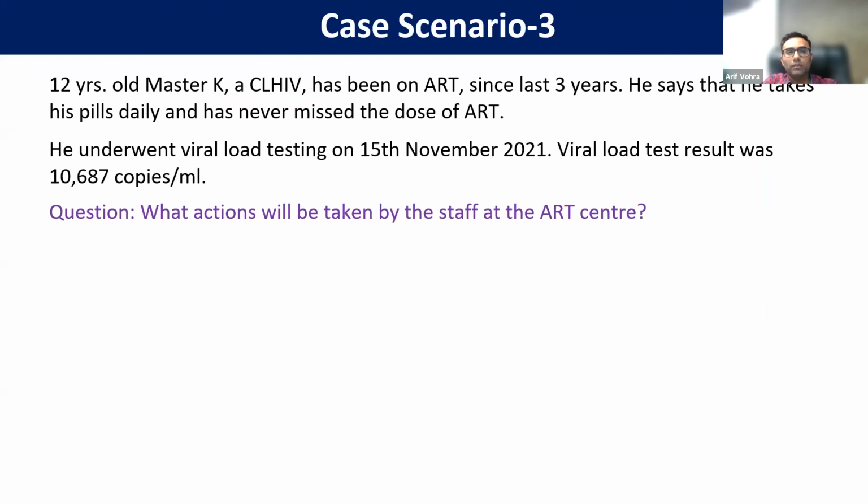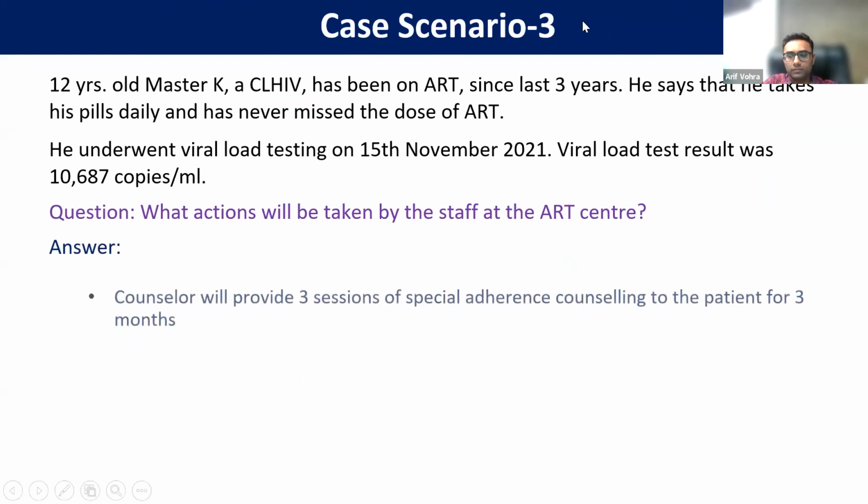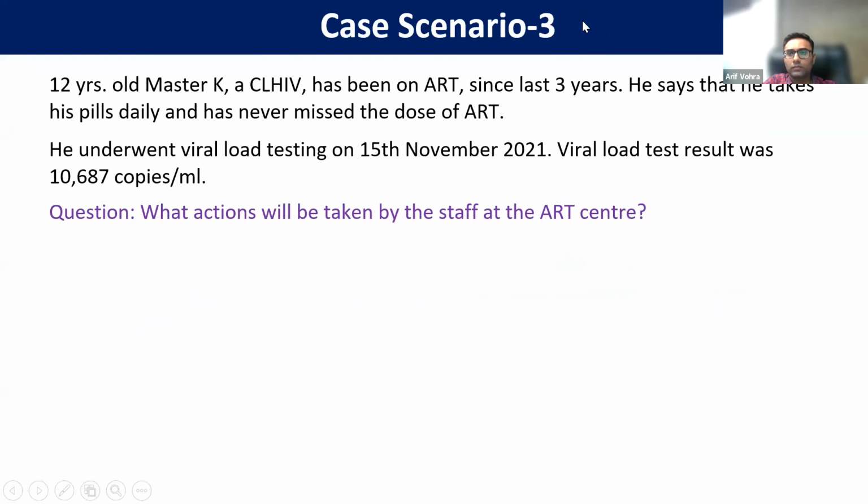Here the 12 years old Master K, a CLHIV, has been on ART for the last 3 years. He says that he takes his pill daily and he never misses a dose of ART. He underwent viral load testing on 15 November and the viral load test result was 10,000 copies. So here, is the 10,000 normal or abnormal?